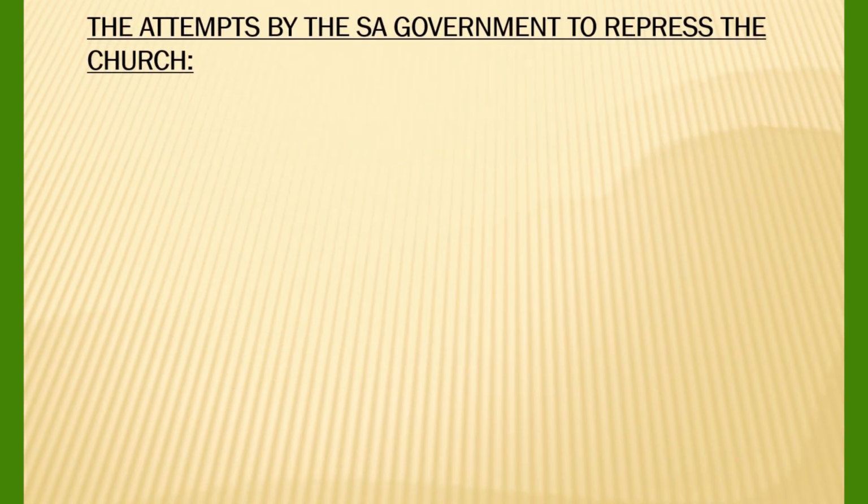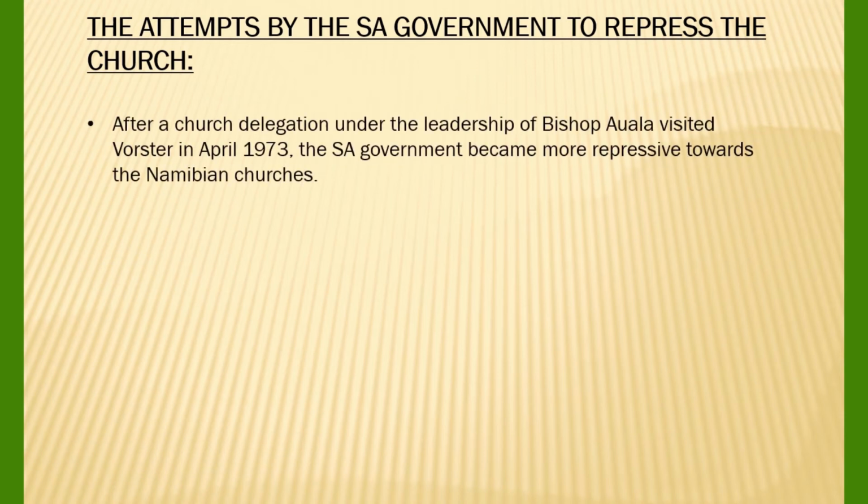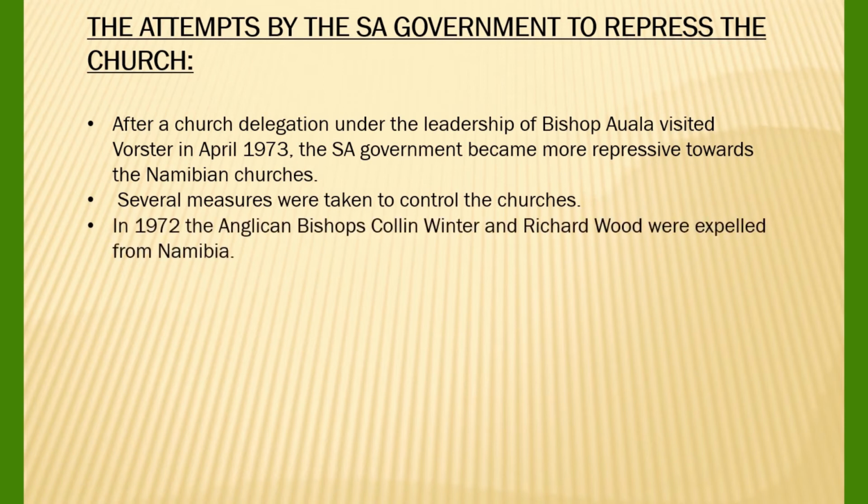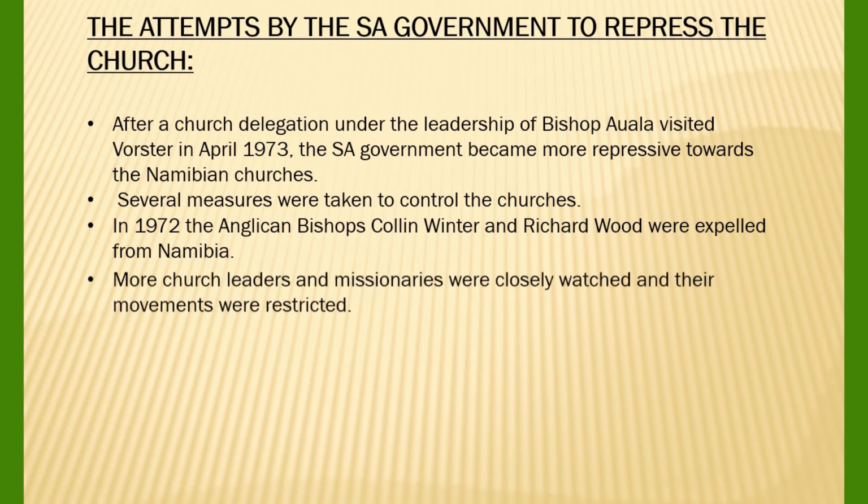Now, let us look at the attempt of the South African government to repress the church. After a church delegation under the leadership of Bishop Awala visited Foster in April 1973, the South African government became more repressive towards the Namibian churches. Some measures were taken to control the churches. In 1972, the Anglican bishops Colin Winter and Richard Wood were expelled from Namibia. More church leaders and missionaries were closely watched and their movements were restricted.